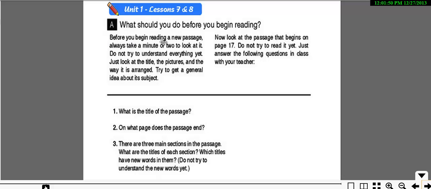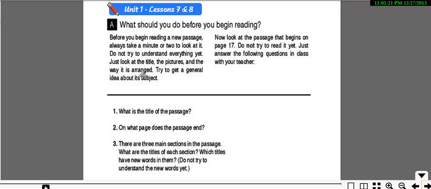Now, before you begin reading a new passage, always take a minute or two to look at it. I mean, looking at the pictures and the spaces. Don't try to understand everything yet. You don't have to be Mr. or Mrs. Genius who has to understand everything at the moment. Just look at the title, the pictures, and the way it is arranged. Well, I mean by that the spaces.